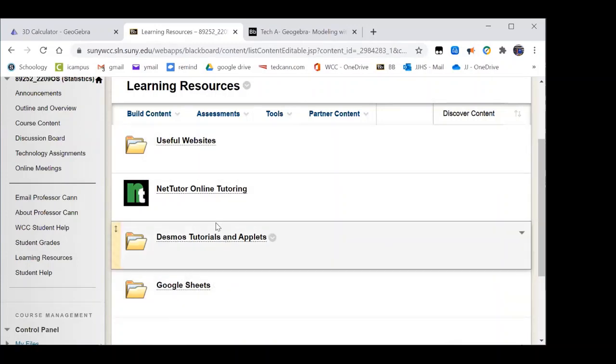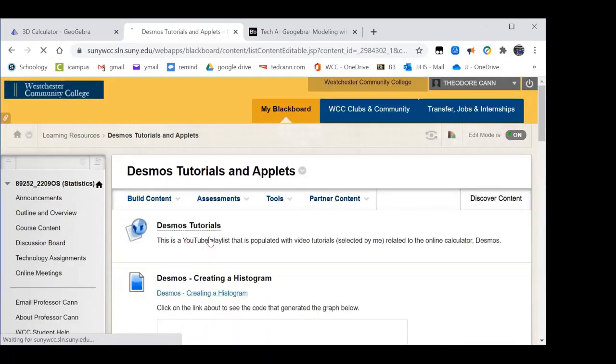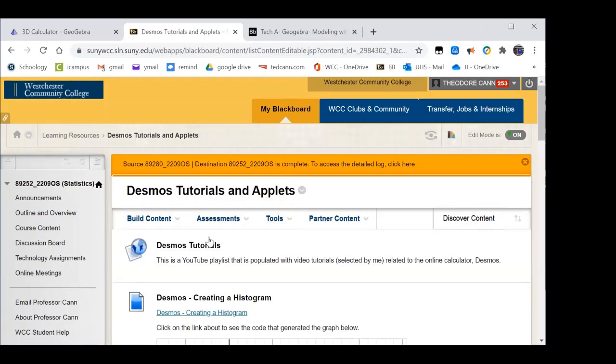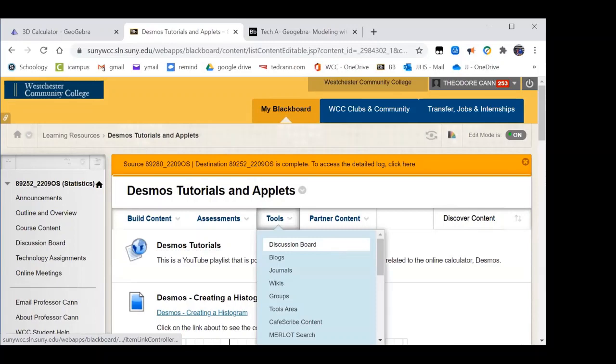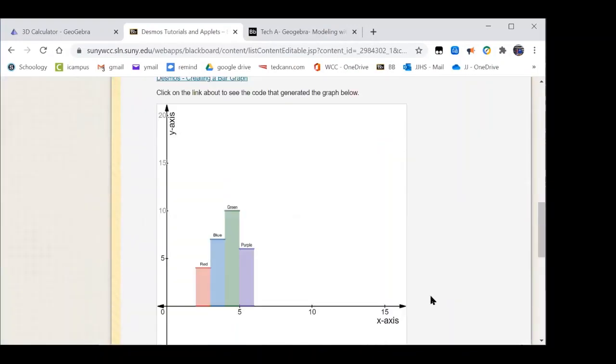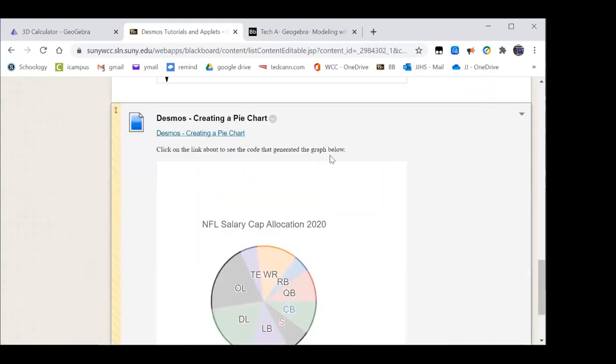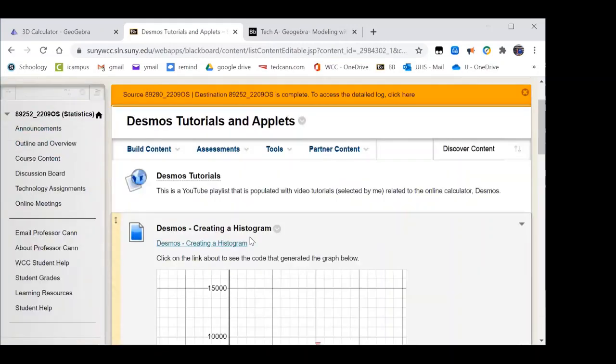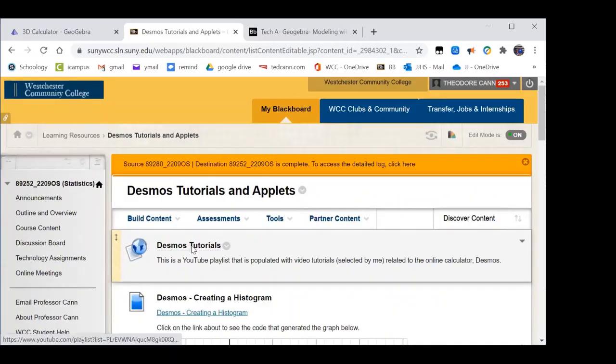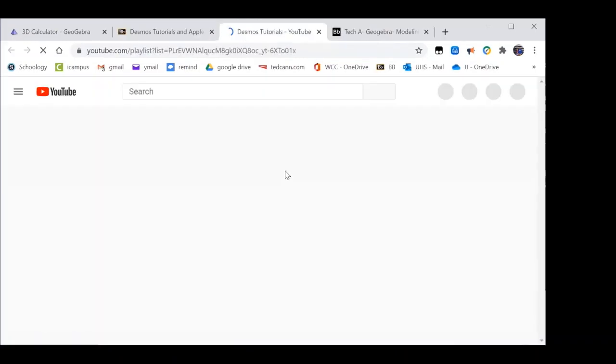But I also have a folder here that contains Desmos tutorials and applets, right? So I didn't want to just hand wave my way through any Desmos related stuff. So what I did was I just kind of curated this and walked through a few different things, like creating a pie chart, like specific graphs, which we're going to talk about later. But the tutorials are really where the magic happens, right?